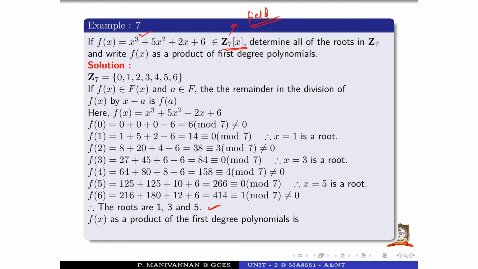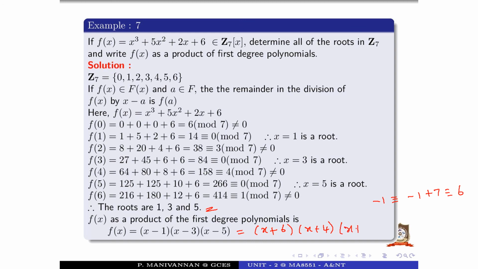Now the product of first degree polynomials is obtained by multiplying the roots into the factors: (x minus 1)(x minus 3)(x minus 5). Since minus 1 is equal to minus 1 plus 7, which is equivalent to 6, so (x + 6)(x + 4)(x + 2) is also correct.